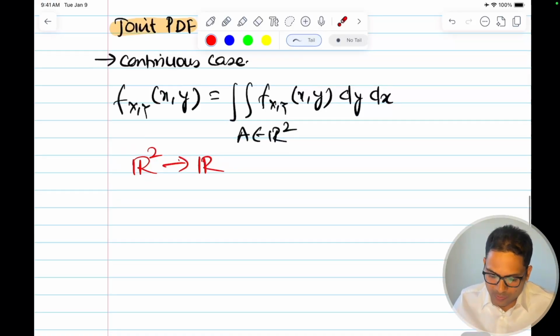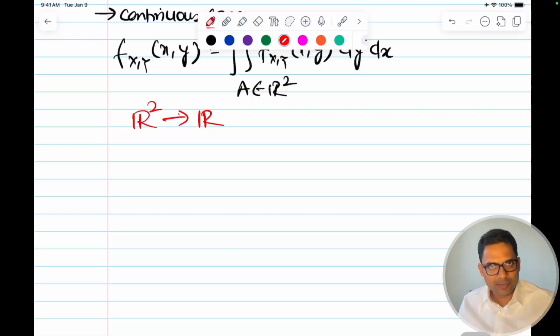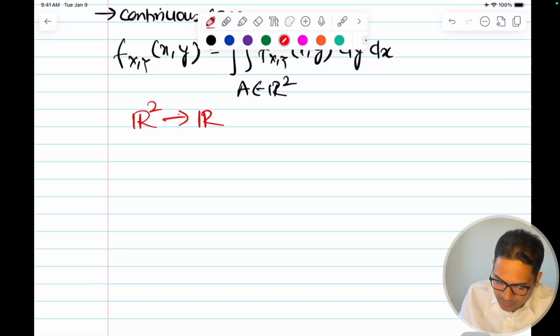Okay, and there's one more thing about the PDF. It is the derivative of the CDF, the cumulative distribution function. So we'll write that in that way also.